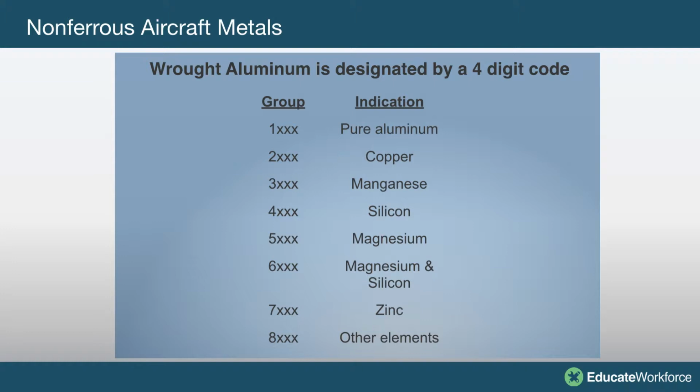If you look on the right there, you have 1, 2, 3, 4. Those numbers are going to indicate the chief alloying agent. So 1XXX would be pure aluminum, whereas if it starts with a 2, copper would be your chief alloying agent. A 3, manganese, and so on all the way down the line. So you can tell by the part number of an aluminum object what the chief alloying agent is, which is going to lead you to the ability to tell what strength it's going to have.